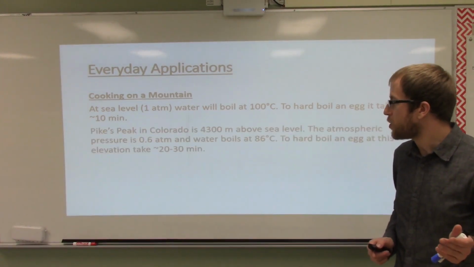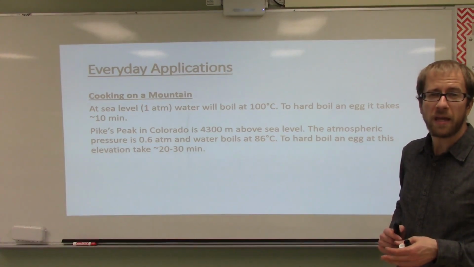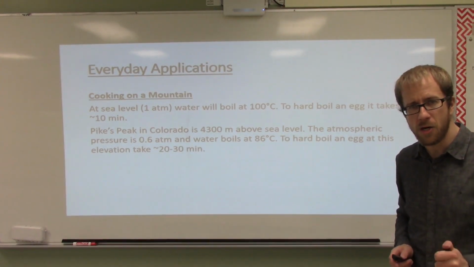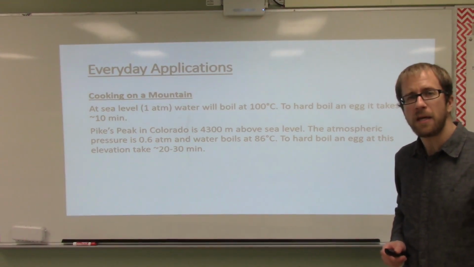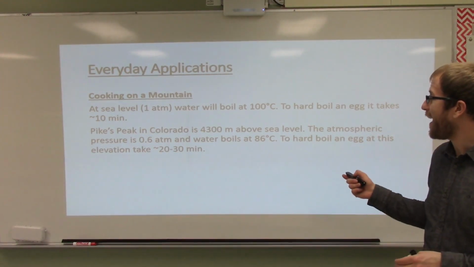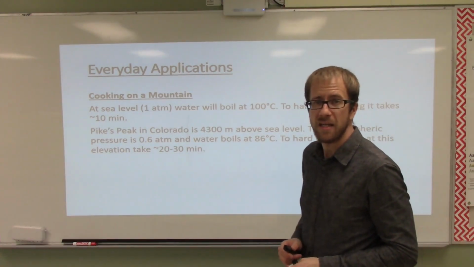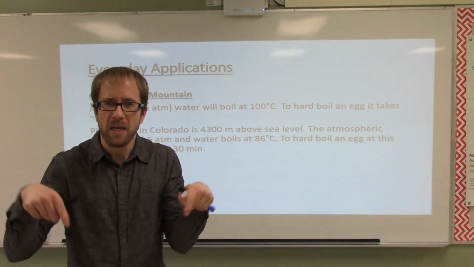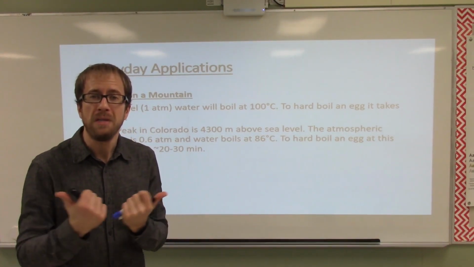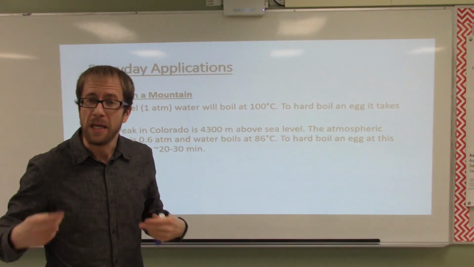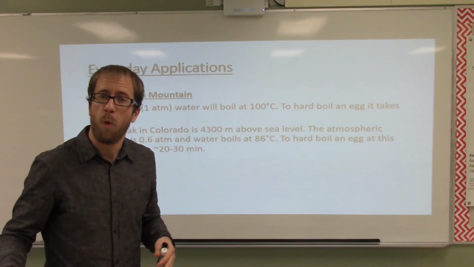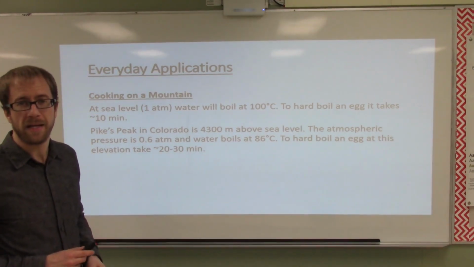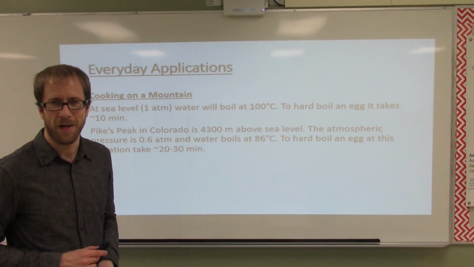If we went to the top of, say, Pikes Peak in Colorado, which has an elevation of 4,300 meters, on top of that peak, water would only boil at 86 degrees Celsius. Why? Well, there's less pressure being exerted on the liquid, therefore you need less vapor pressure to equal atmospheric pressure. Your water will boil at a lower temperature. So it'll take 20 to 30 minutes to boil the egg. These are just random numbers, by the way.